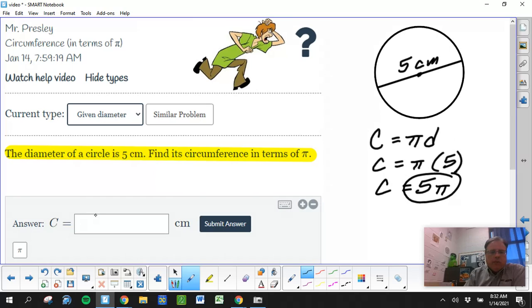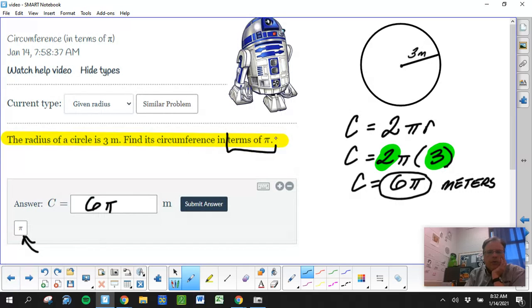So we would type in 5, and then again, don't forget that pi button to get your pi. And that's because it says in terms of pi. If it says as a decimal, then we would type in 3.14 and use that. Okay, remember on the first problem, in terms of pi.